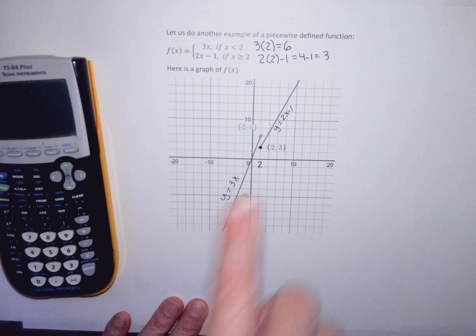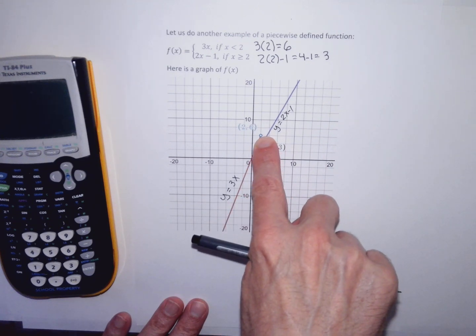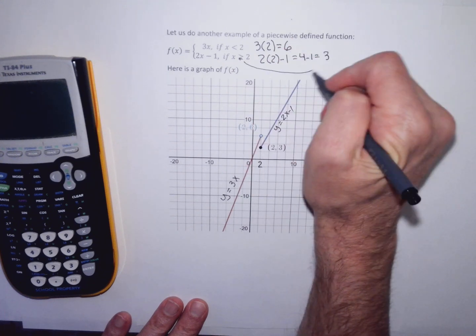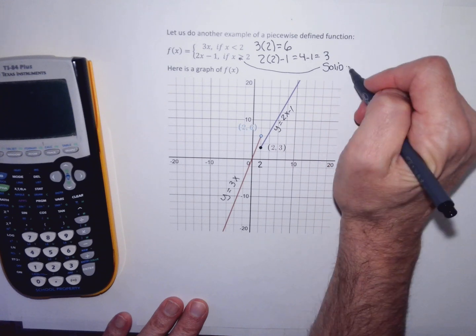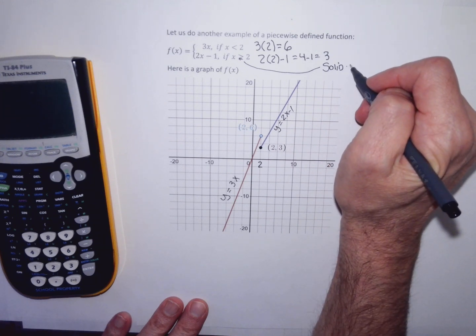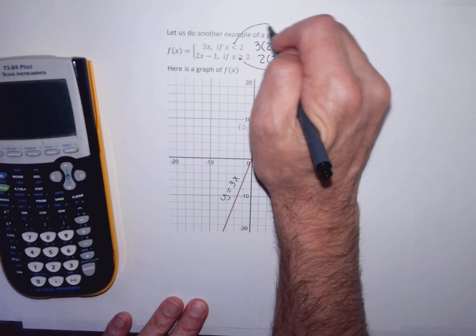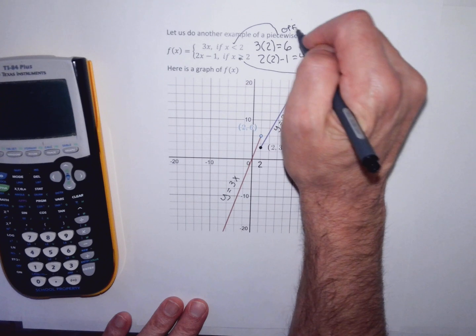The reason this point is marked with a solid circle and that point is marked with an open circle is that this "or equal to" sign produces a solid circle because that's actually a point on the function, part of the function, and it belongs marked with a solid circle. And this one, because it doesn't have an "or equal to," I get an open circle.